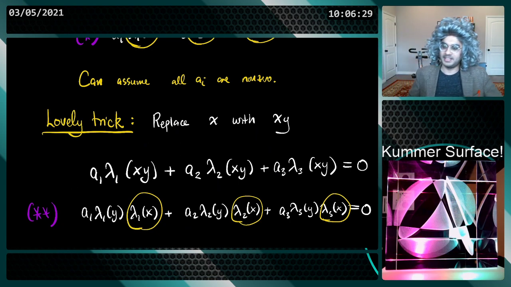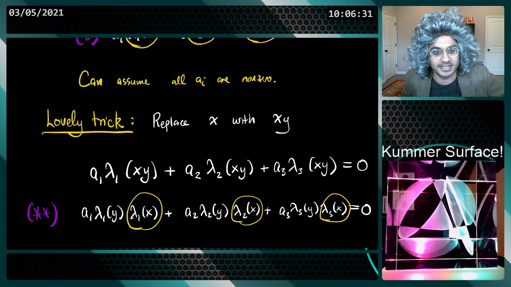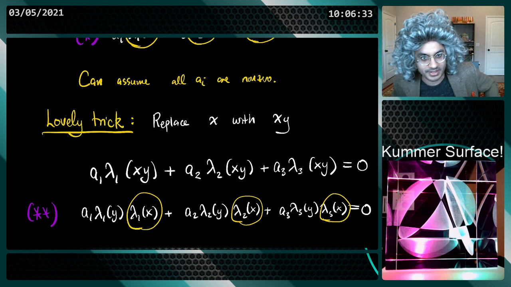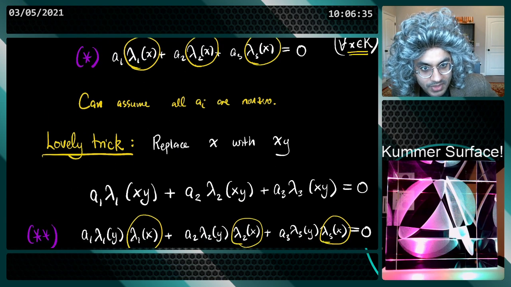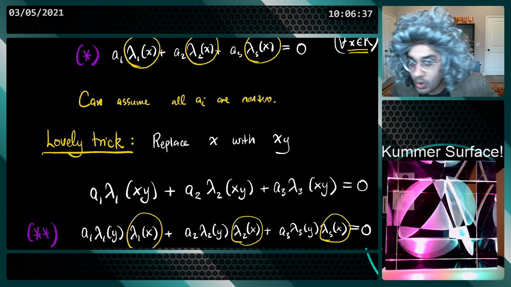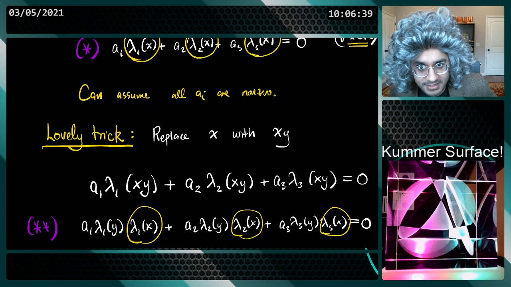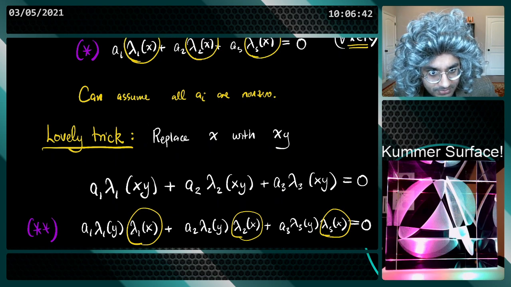Yes, you can. Yeah. Please enter arbitrary. Yes, please. Thank you. Such a polite student. Now these three are the same. And y is arbitrary. Y is an arbitrary element in K.